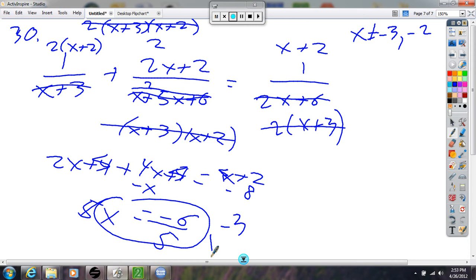X cannot be a negative 3. So it overrides this, and you'd have to take this and cross it out. If you checked your answers, this wouldn't be there. If it's an exclusion, you cannot use it in the answer. So anything that shows up here that's also down there has to be crossed out down there. It cannot be in the answers.